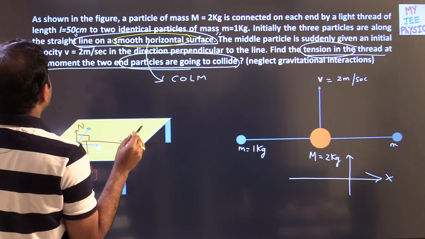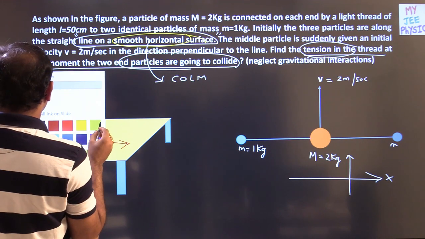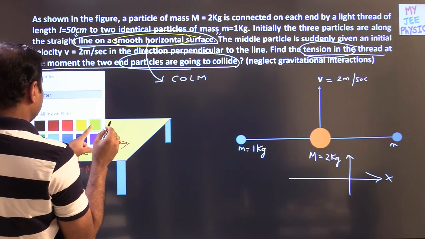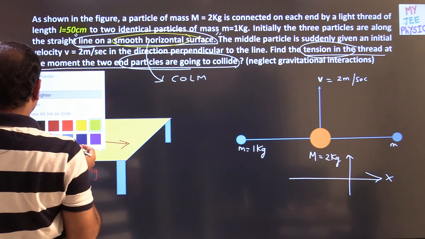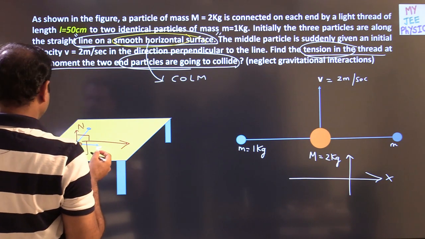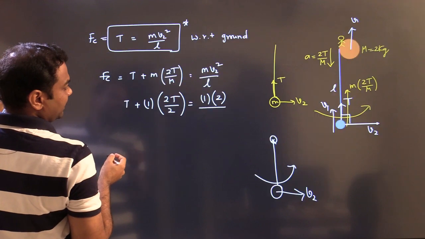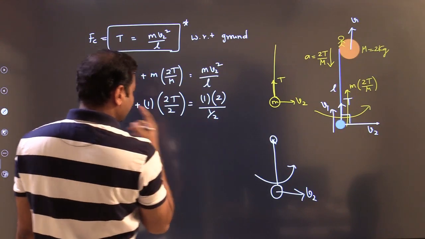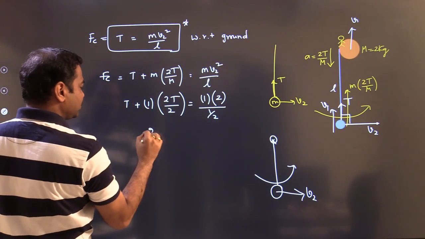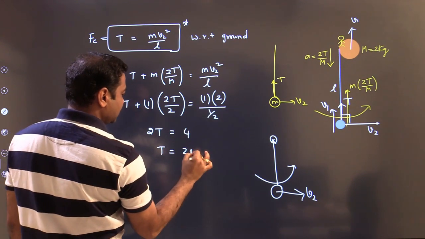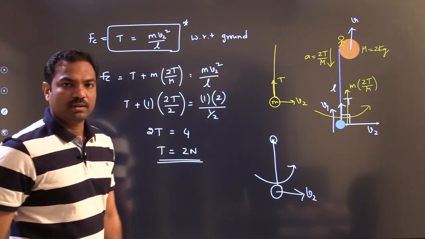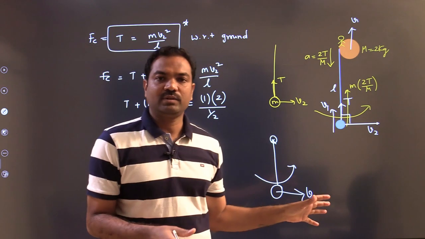Let me go through that first. Yeah, this is 50 centimeter, so that means half meter. I am going with the same. If I take half meter over here, then what value will I get? This is 2T, which is equal to 4, then the T value is equal to 2 Newton. So in this way you can solve the questions.